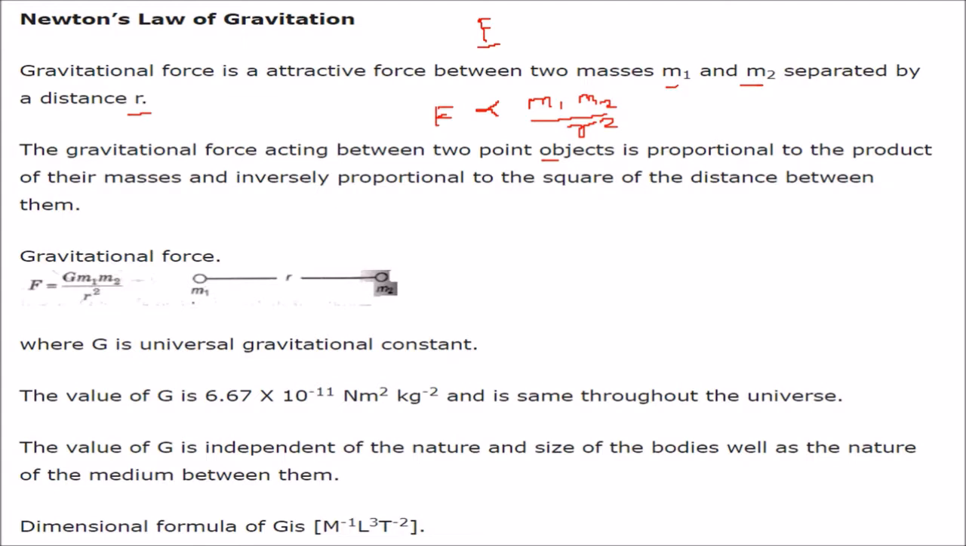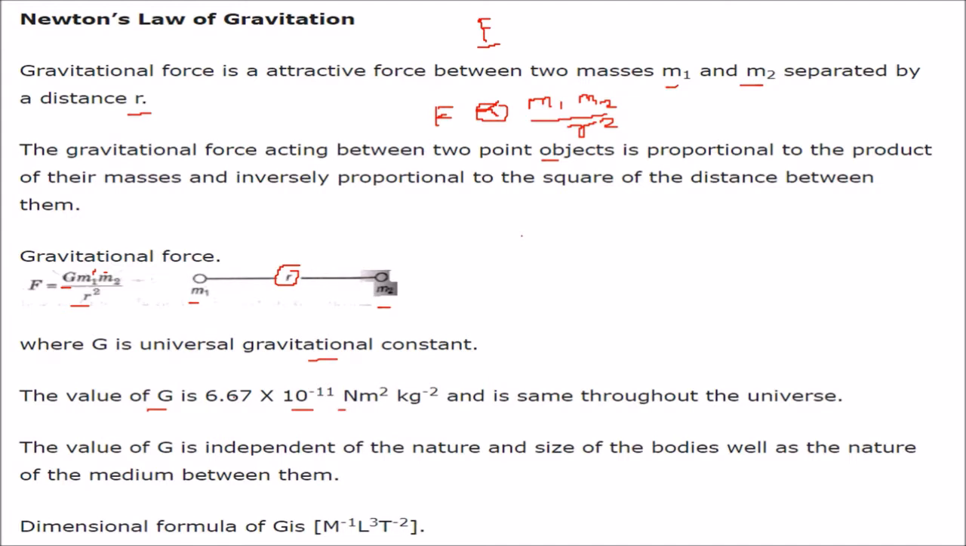In this case, this is mass m1, this is mass m2, and there is a distance of r between them. So F is directly proportional to m1 m2, and inversely proportional to the square of the radius. When we remove this proportionality sign, we have this capital G, which is called the universal gravitational constant. The value of G is 6.67 × 10^-11 Newton meter square per kg square.